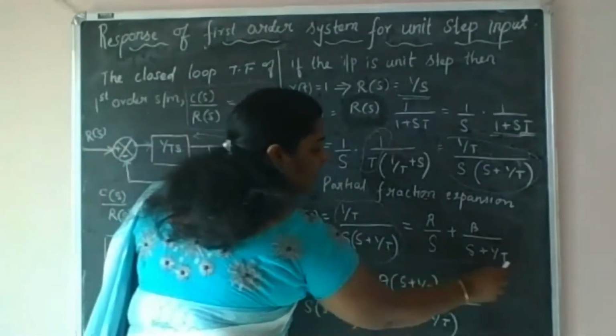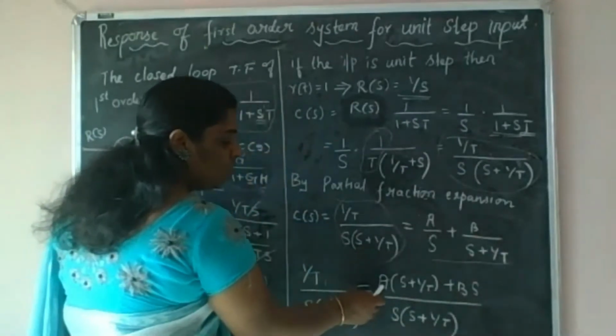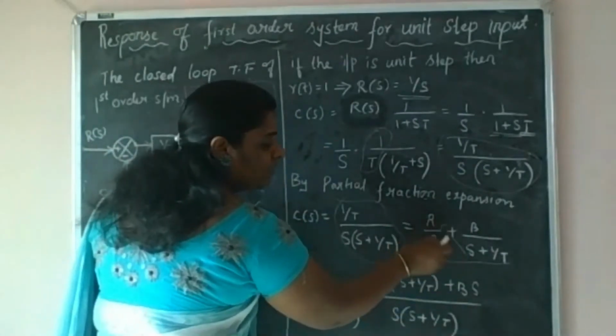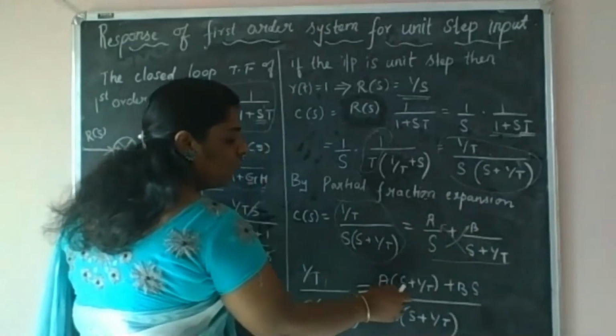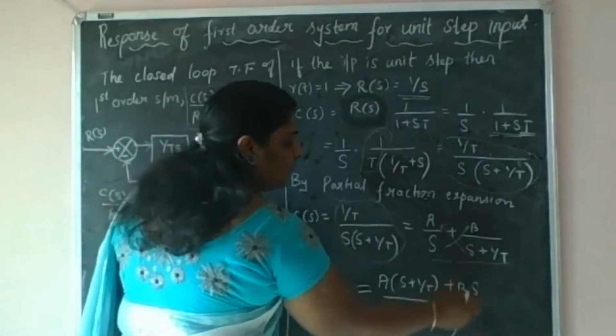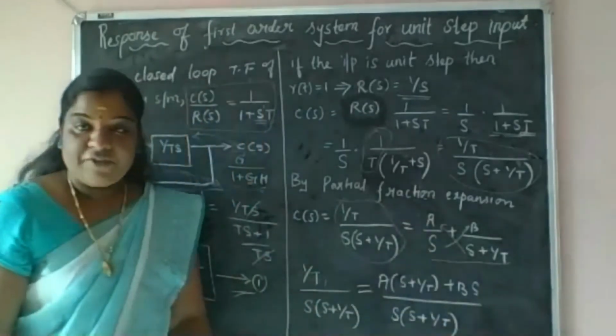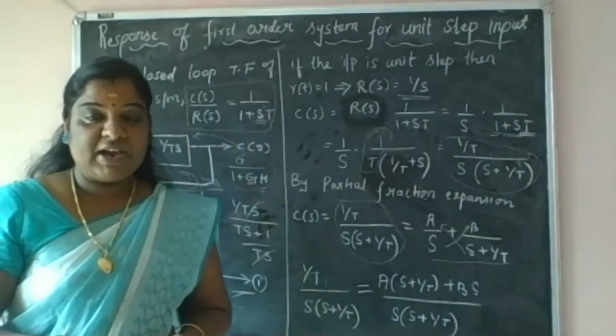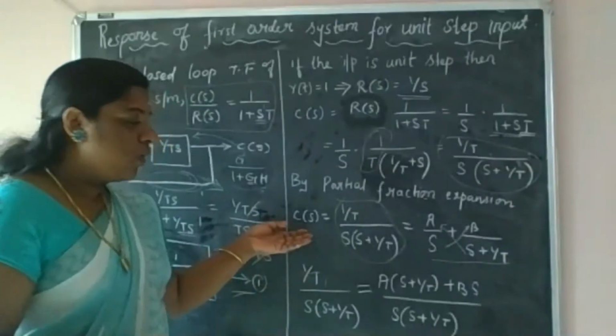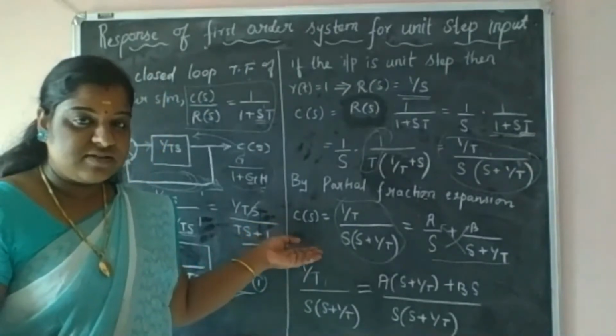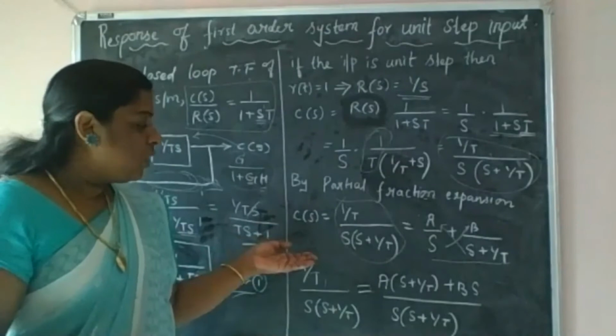So I am just taking the LCM. By cross multiplying, we will get A into S plus 1 by T plus B S, divided by S into S plus 1 by T. Now, by finding the values of A and B, we can easily find the value of C of S. Simplifying this term again, we will get the value of C of t.